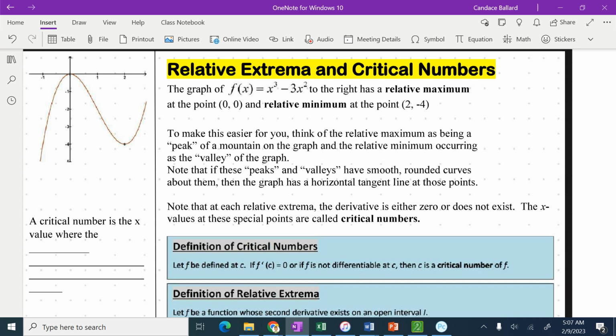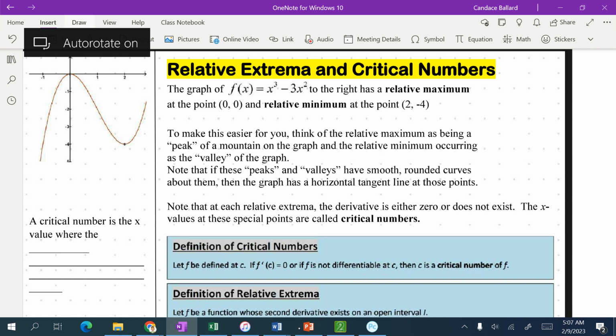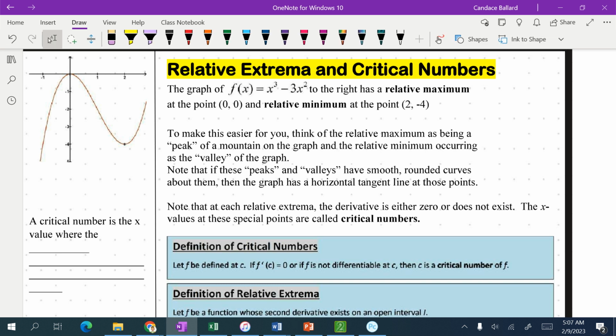The graph of f of x equals x cubed minus 3x squared to the right has a relative minimum and a relative maximum. So they tell us exactly where those are at. Right here is the relative max, and right here is the relative min. If it makes it easier to think about, the max is like a peak of a mountain, whereas a relative min is more like a valley.